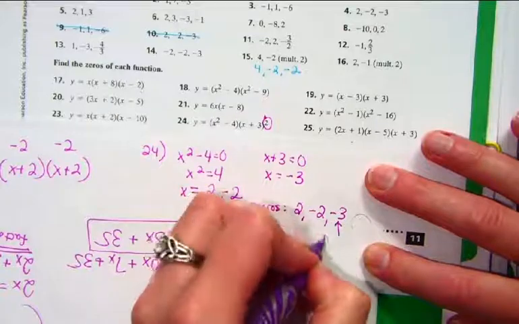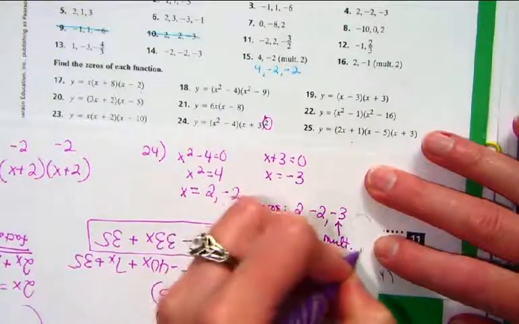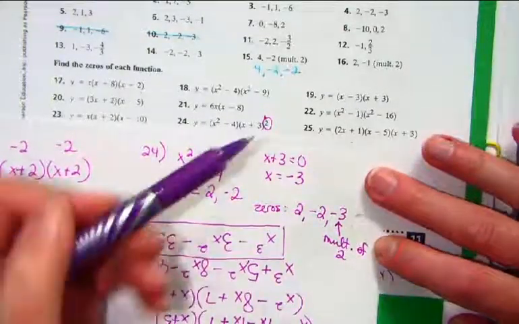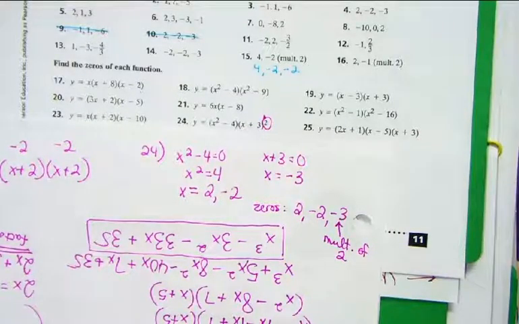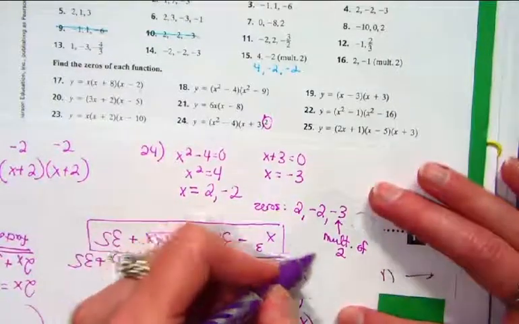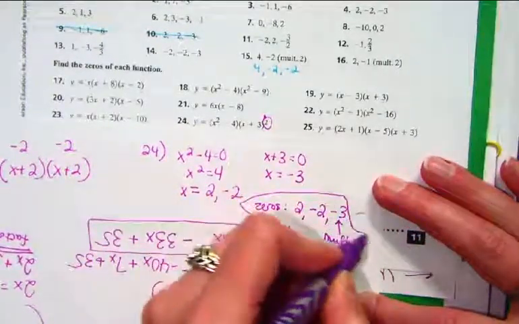And this one has a multiplicity of 2. It's the 2nd degree, so there's 2 of them. 2 factors like that. So here's my final answer for number 24.